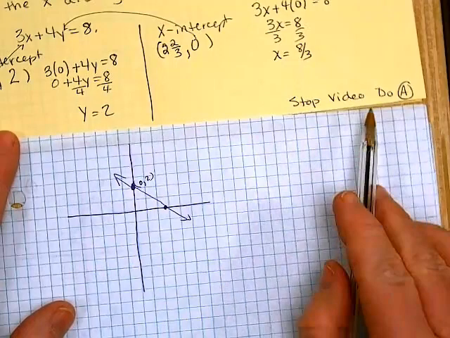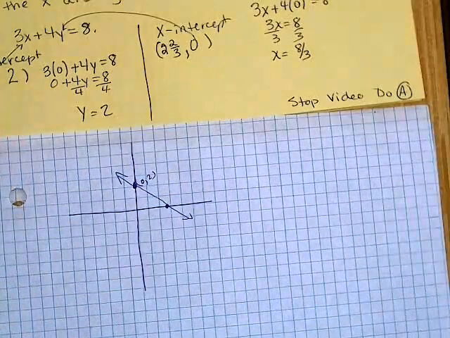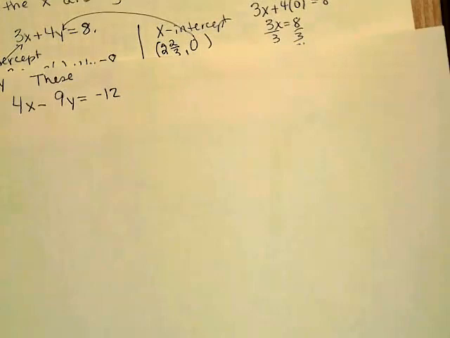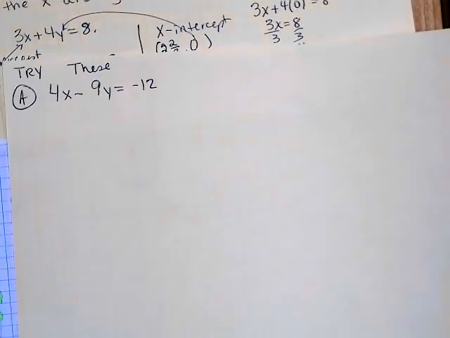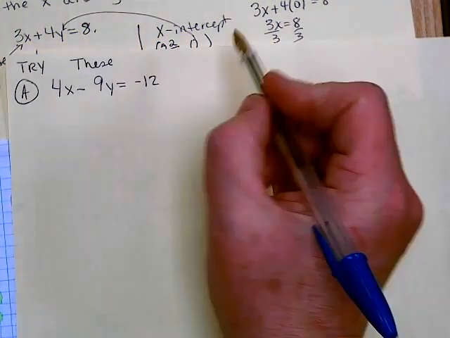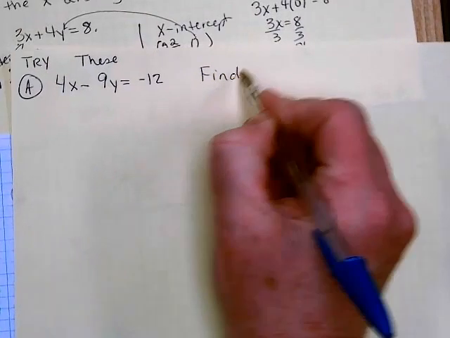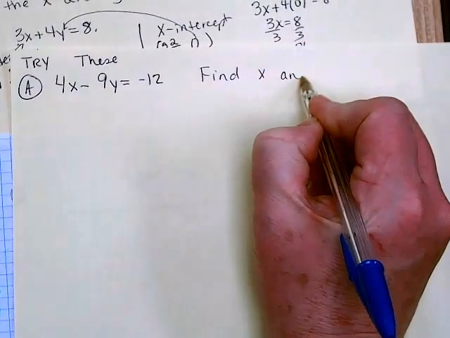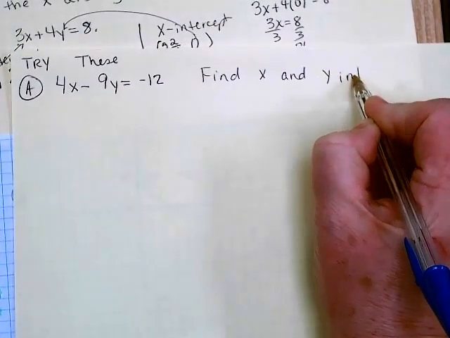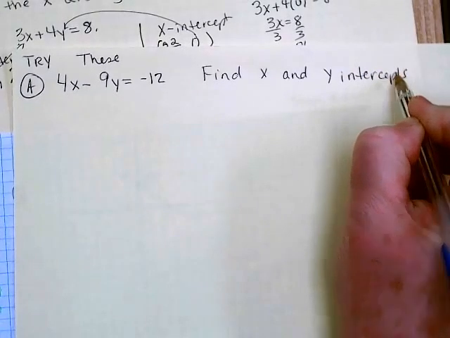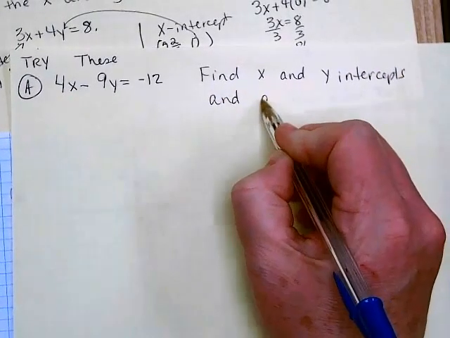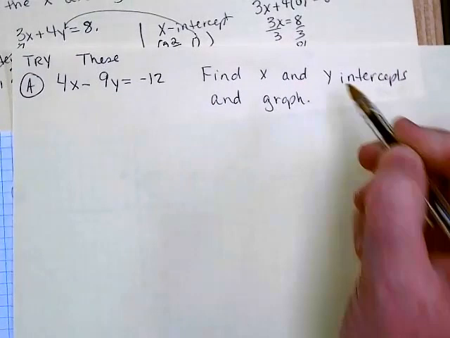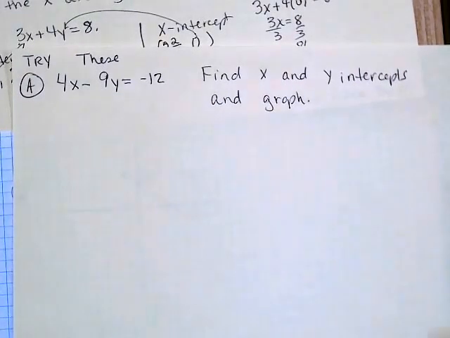Now I want you to stop the video and I want you to try problem A. Problem A is on your handout right here. I want you to find the x and y intercepts, and I want you to graph. Okay, now the back of this is graph paper. You can use that to graph on.